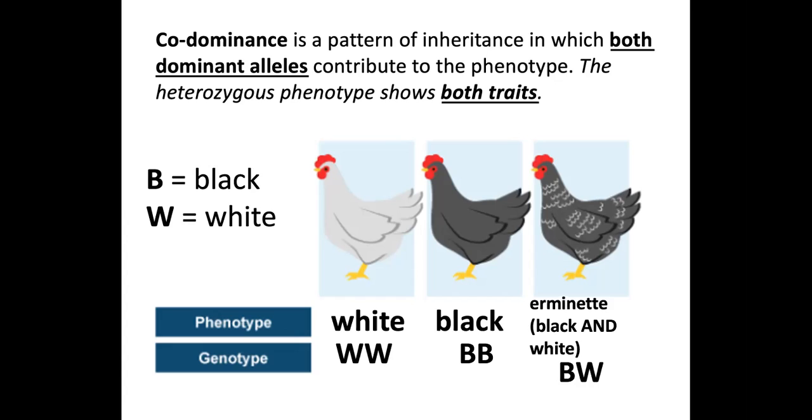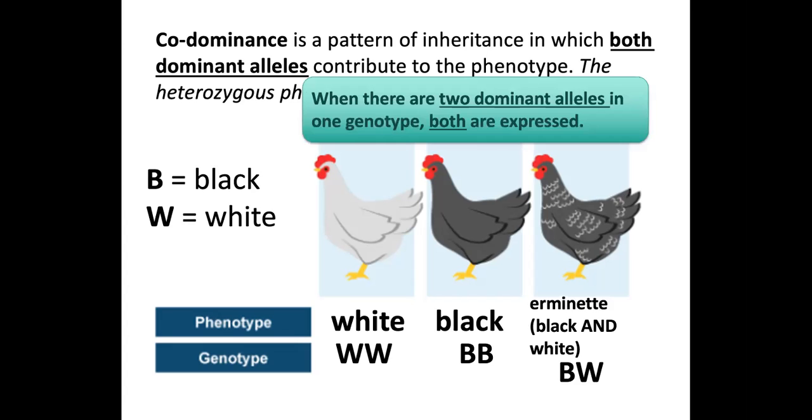So we actually call this an erminette chicken. We don't need to be so much worried about that. You just need to know that it's black and white. It is not gray. If it were gray, we would be talking about what? Incomplete dominance, right? Very good. All right. So when there are two dominant alleles, both are expressed, whereas in incomplete dominance, we get that mixture.